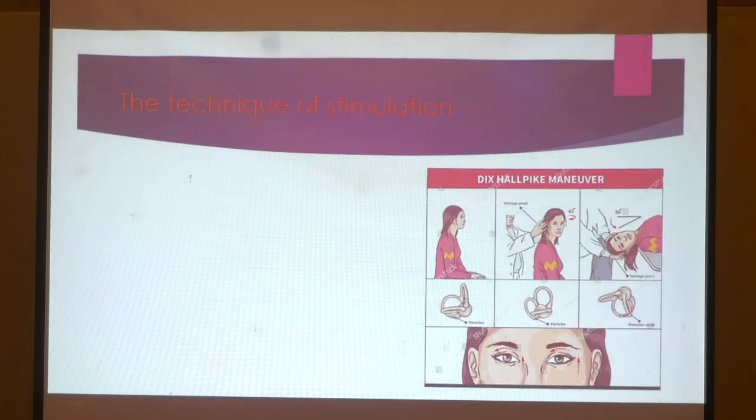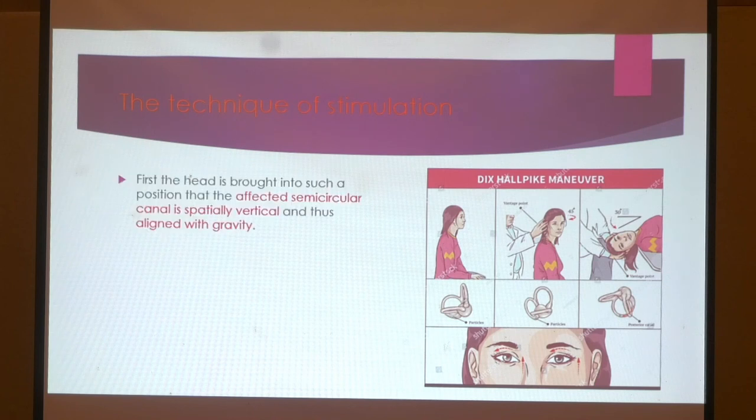So, how do we stimulate the semicircular canal in order to generate a response? The technique is simple. First, you need to get the head into a position wherein the canal which we are trying to stimulate is oriented vertically, and thus we want to align that semicircular canal with gravity so that those otolithic particles move due to the effect of gravity, and it is that movement which is going to produce the response for us. That is one. And second, the head is then rotated towards that affected canal so that we produce an appropriate response.